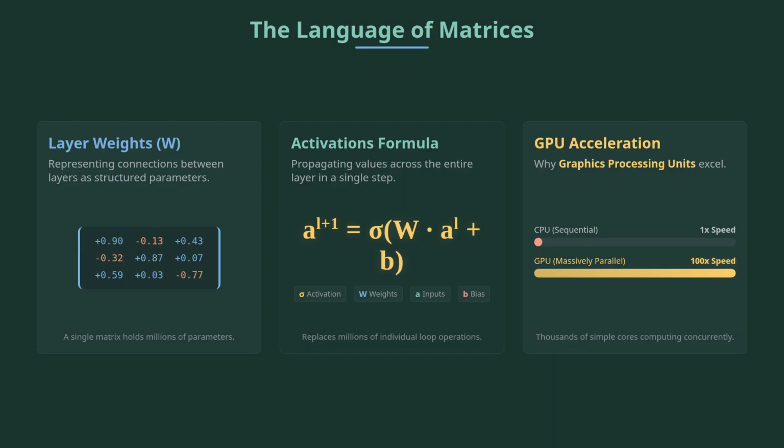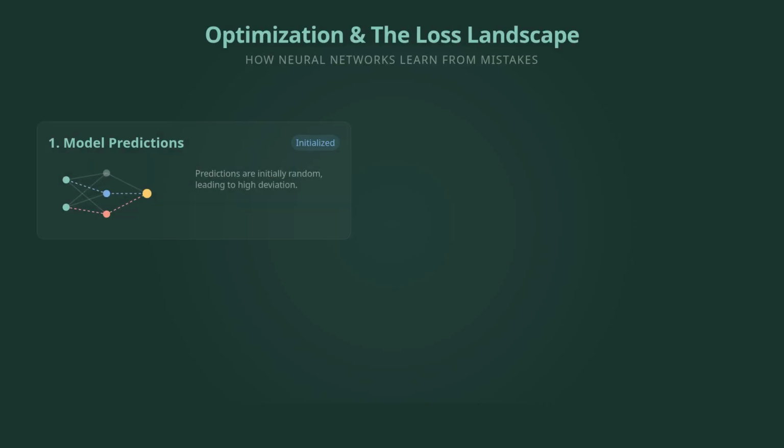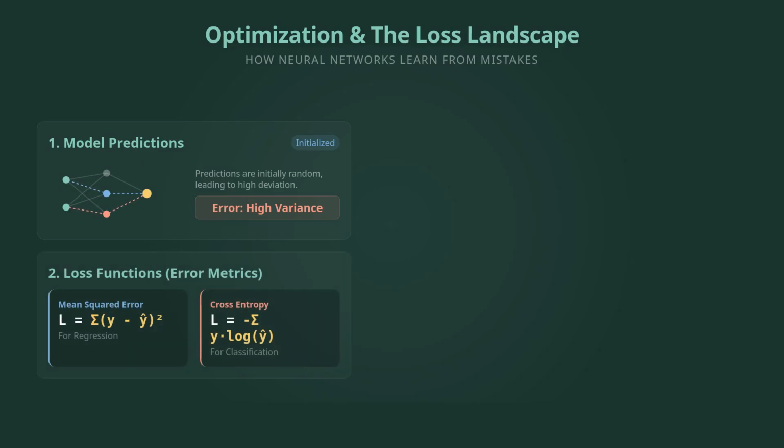When a newly initialized network first sees an image of a 3, its weights and biases are completely random, so its guess will be total garbage. To fix this, we need a mathematical way to measure exactly how wrong the network is. We define a loss function, such as mean squared error or categorical cross-entropy, which calculates the difference between the network's actual output vector and the target output vector.